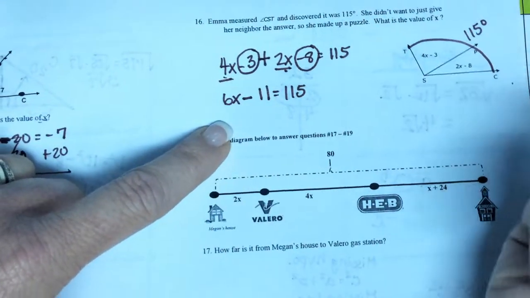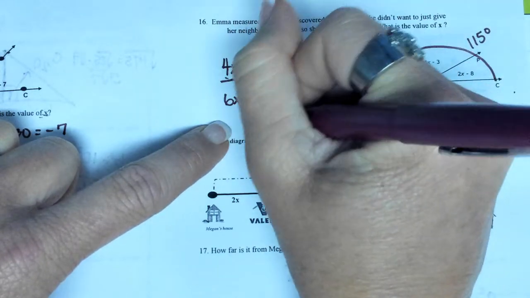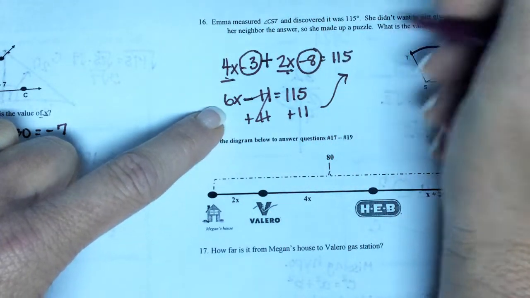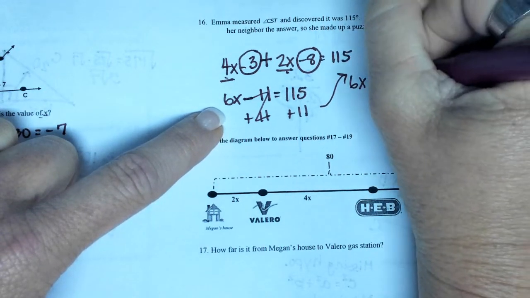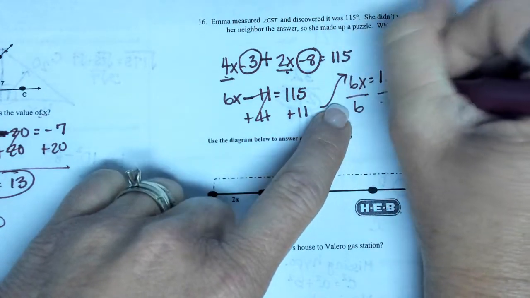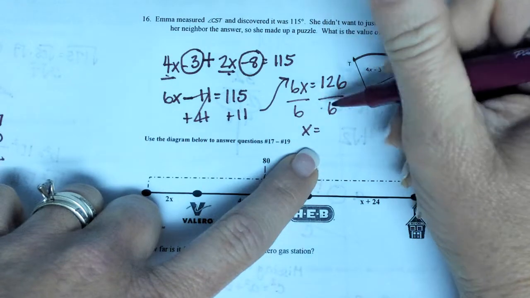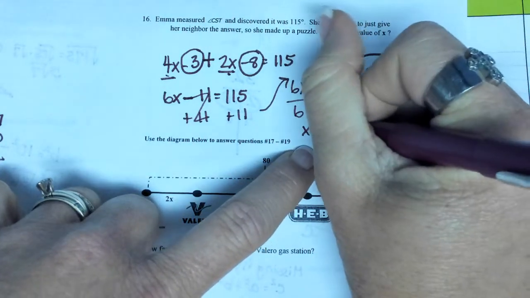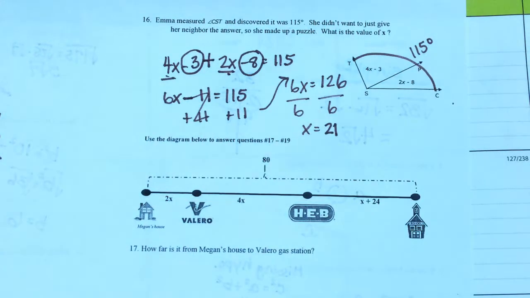Now we want to isolate the 6x, so we're going to add 11 to both sides. So we have 6x equals 126. And now we're just going to divide everything by 6 to solve for x. Oh, we can see that it would be 21. Oh my gosh, 21. And if you're not sure, you can always just put it in the calculator.